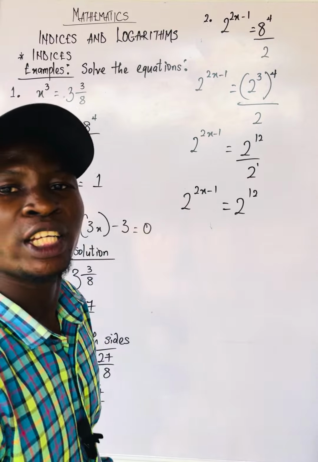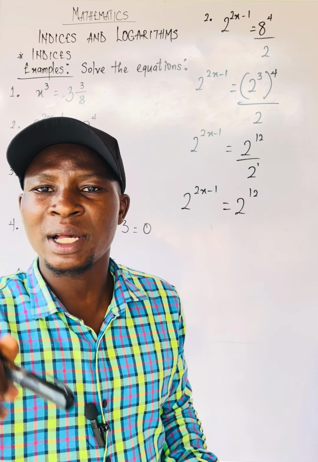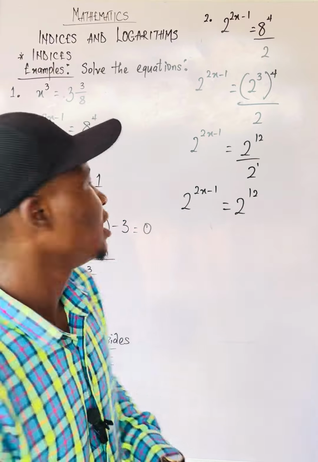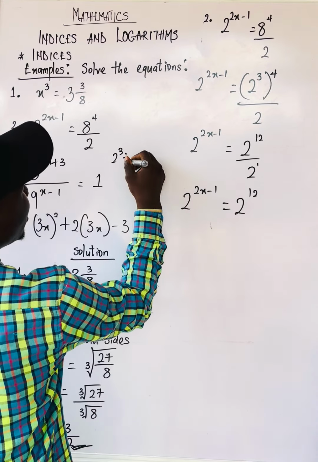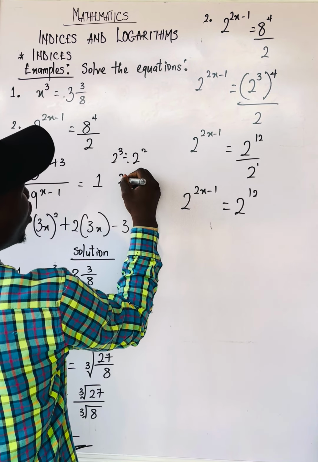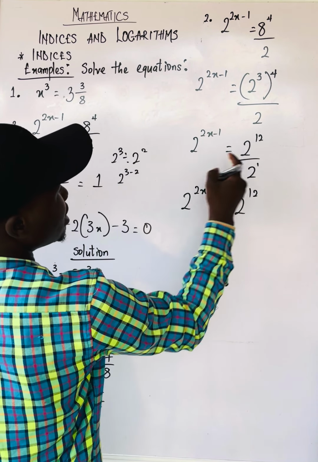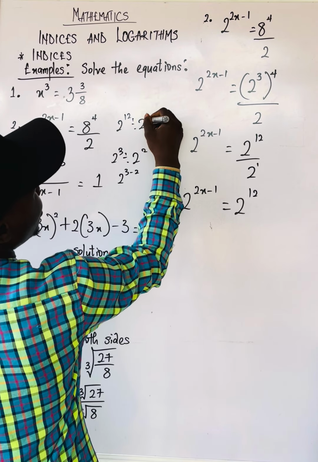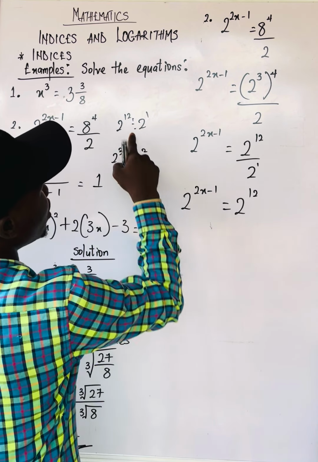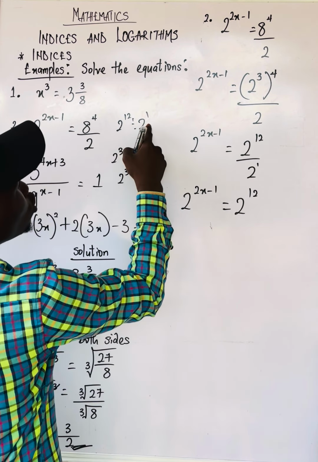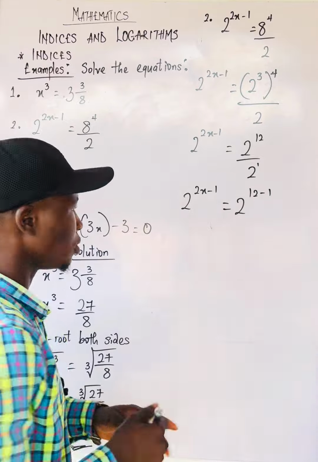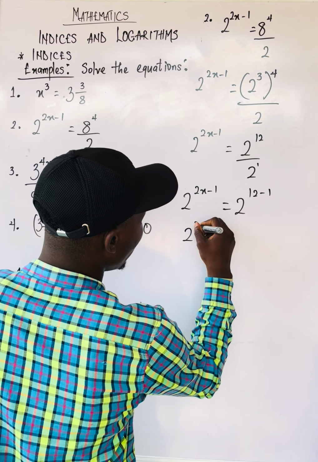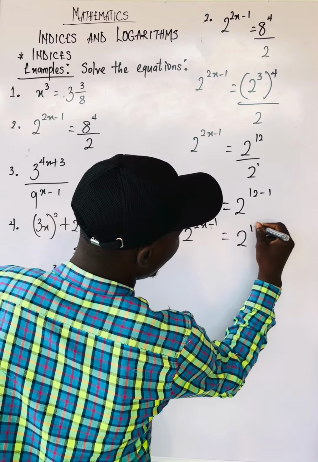The law of indices says when you have the same base and it's division, you subtract their powers. Don't forget, when you have 2 to the power of 3 divided by 2 to the power of 2, they have the same base. You pick one base, then that will be 3 minus 2. So that's 2 to the power of 12 divided by 2 to the power of 1. They have the same base. Pick one base, then subtract the powers, 12 minus 1. I hope you understand what I did here. If it's division, you subtract their powers. Here it's just like an invisible 1. Then what do we now have? That will be 2 to the power of 2x minus 1 equals 2 to the power of 11.